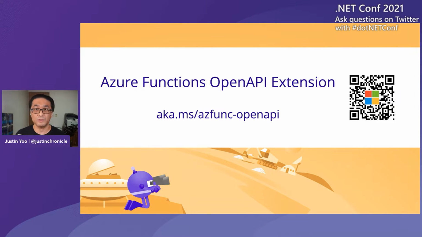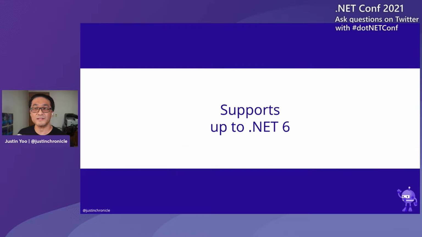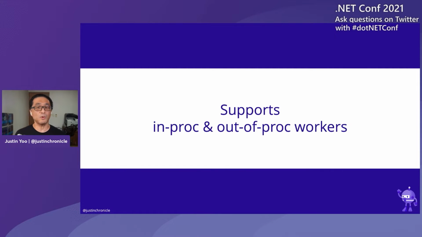Check this QR code or visit this URL, aka.ms/azfunc-openapi. It was originally a community-driven project and has now become the official Microsoft extension. It supports from .NET Core 2.1 up to .NET 6. Because the Azure Functions runtime supports both in-process worker and out-of-process worker, this extension also supports both worker environments.